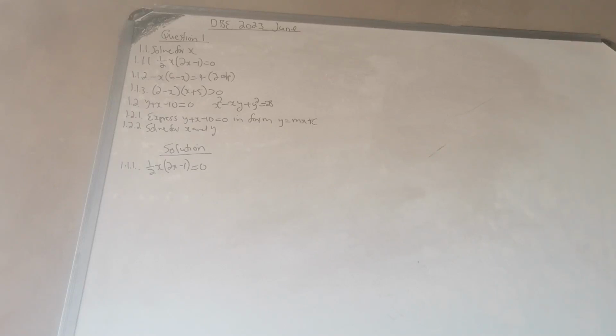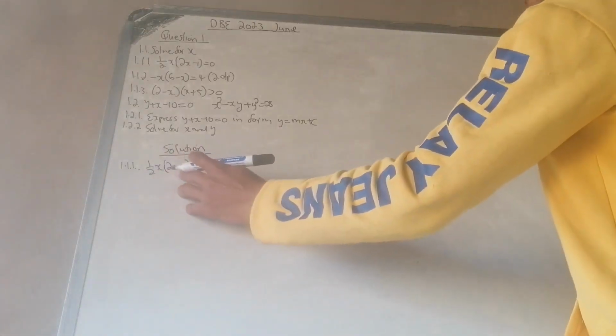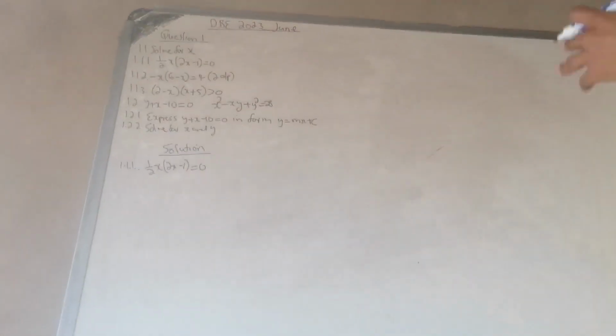Half x plus 2x minus 1. Since when do we remove the brackets by addition? That's my question. Since when? Because this is multiplication and multiplication, and this is already equal to 0.